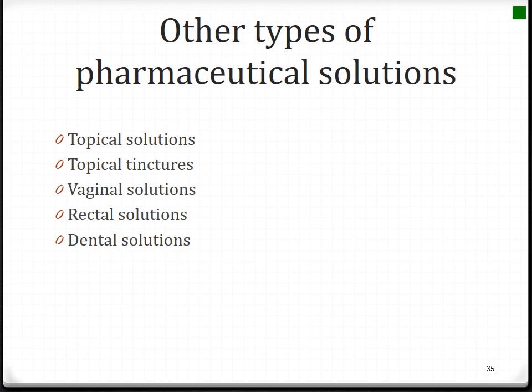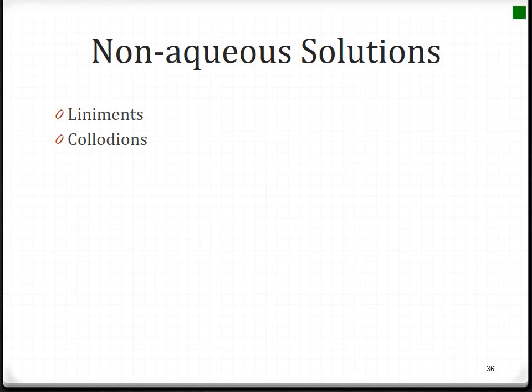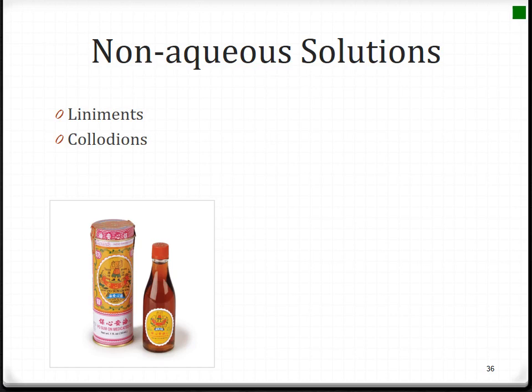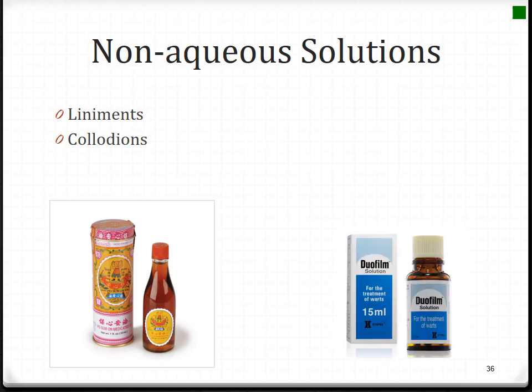Here are some other examples of pharmaceutical preparations which are aqueous solutions. Topical solutions and tinctures for application onto the skin, solutions for vaginal or rectal use, and dental solutions such as mouthwashes and gargles. Some examples of non-aqueous solutions are liniments, which are oil or alcohol-based solutions, and collodions, which are solutions of nitrocellulose in ether and alcohol. It is painted on the skin and it dries to form a film.